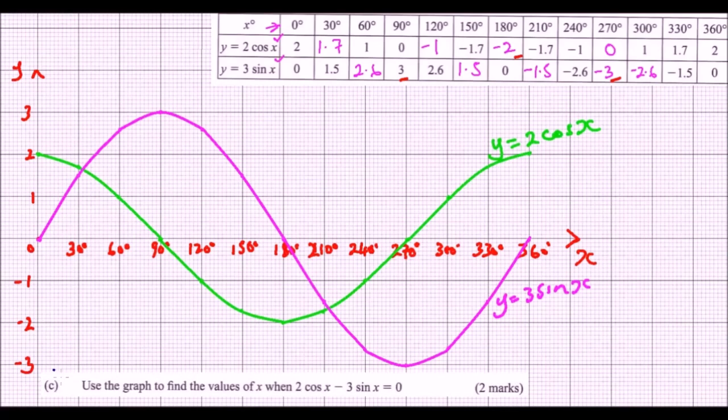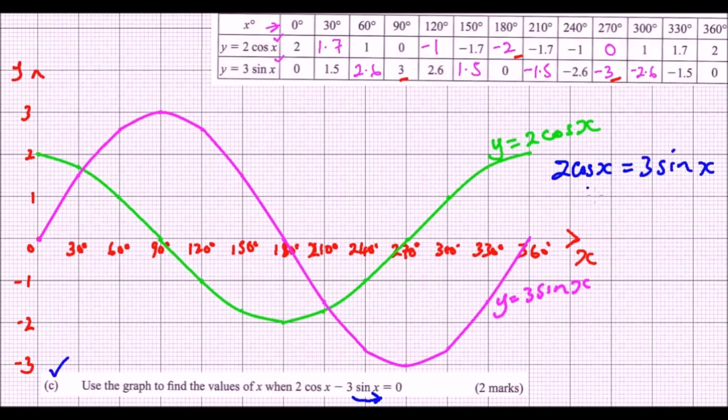So this is part C of the question: use a graph to find the x when 2 cos x minus 3 sin x is equal to 0. If we take minus 3 sin x to the right hand side, we will have 2 cos x is equal to 3 sin x. So for us to get the solution to this, it means we need the values where the two graphs are equal, or where they cross each other.